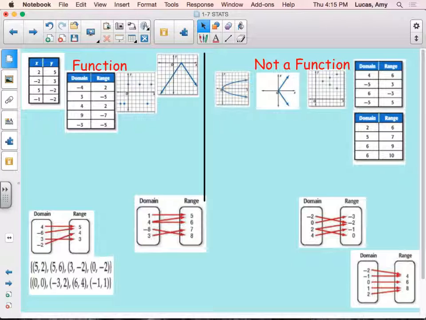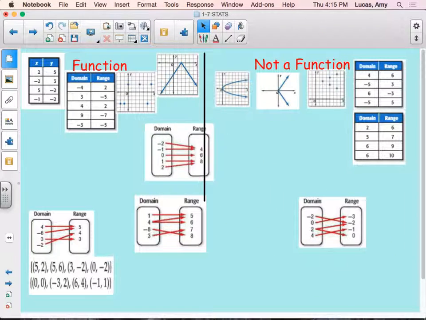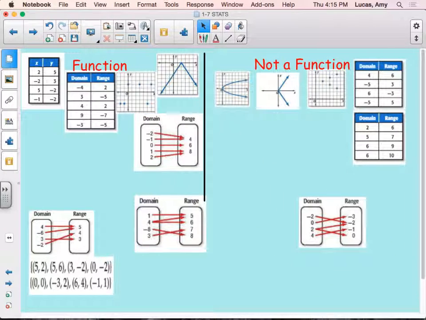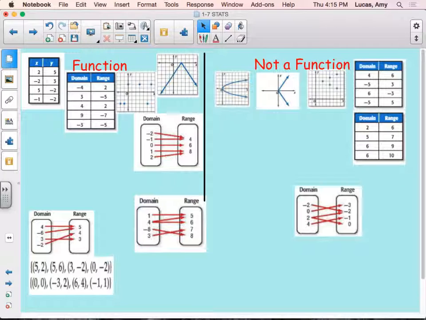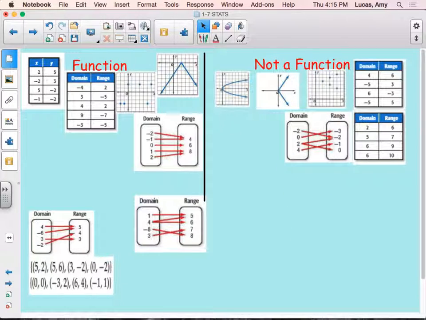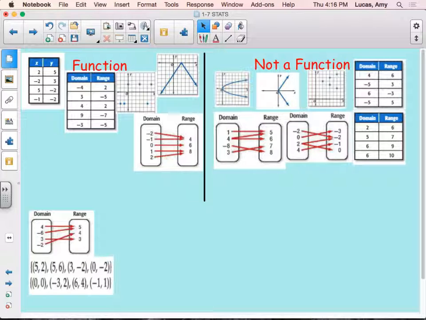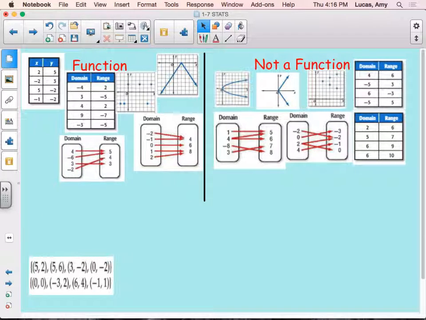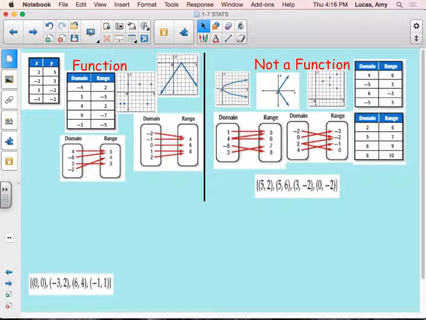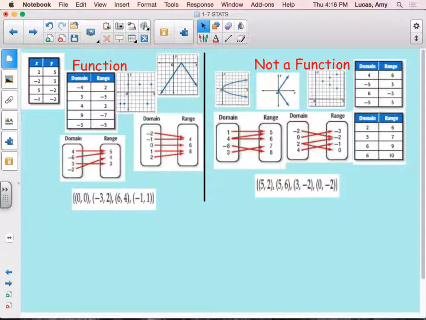Now on the mapping, this one has nothing repeating in the domain because each domain has just one ray going from it. This one, the positive 2 has 2 rays off of it. And this one, the positive 4, has 2 rays off of it. So those fail. This one looks good. And then the ordered pairs. This one's got 2 5s for x. This one's got all different values for x. So there are my functions, then not a function.